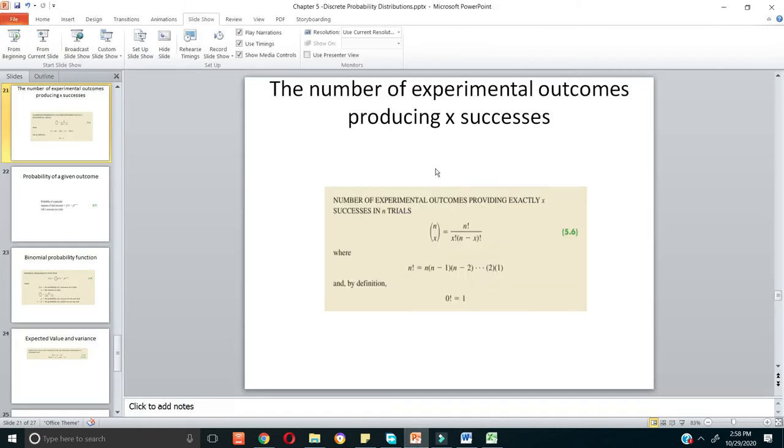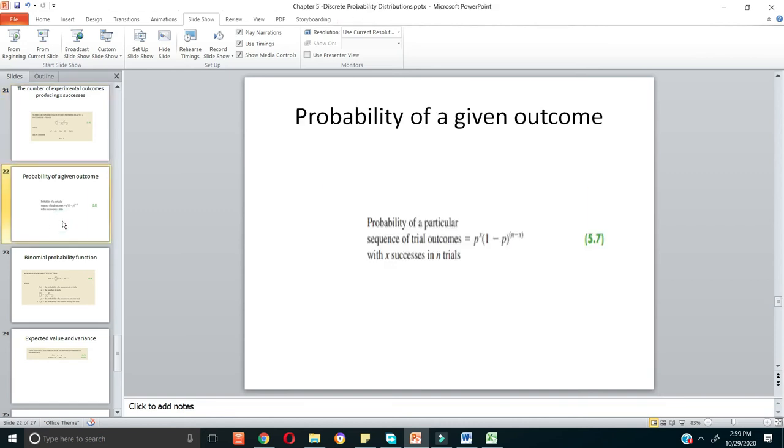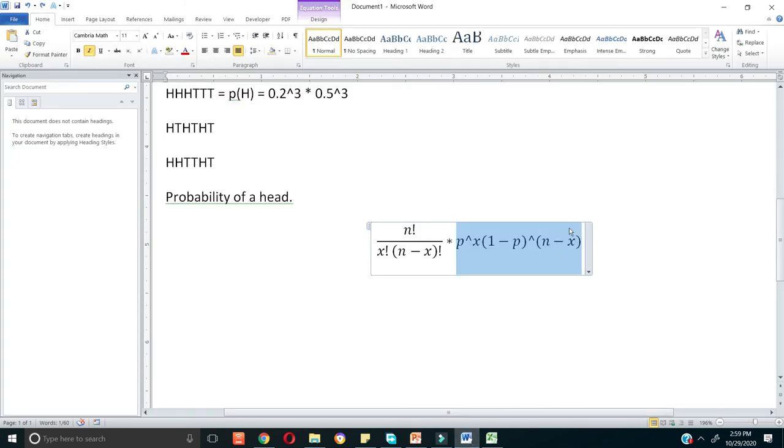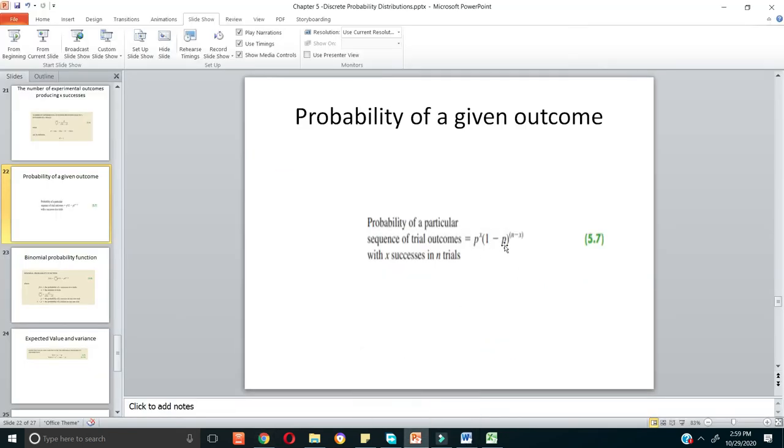So let's look through the formula. This is the formula I told you about, where you have the number of events that will give you a particular sequence, a particular number of successes, and you can see it's basically the combination counting rule. The probability of a specific event is this side of the equation. The probability of any sequence is going to be that, and this comes directly from the product rule of probabilities.